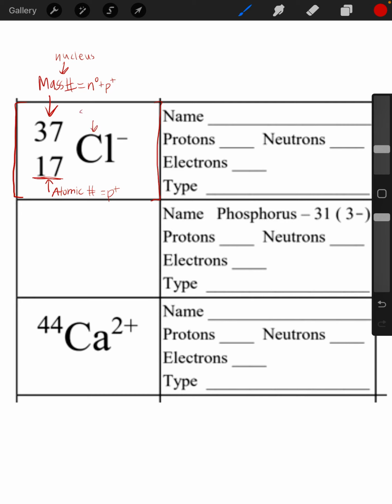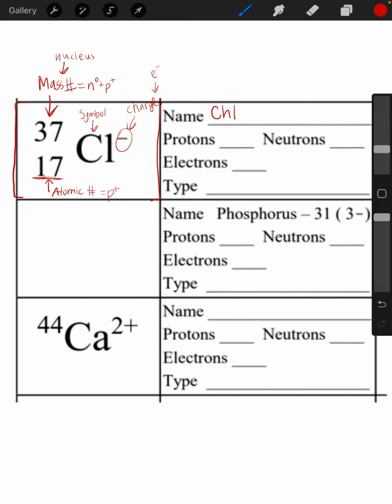Right here is going to be our symbol. We know that that guy is chlorine. And then this right here is charge. This gives us a little bit of information about our electrons. So now we can go over here to the problem. First thing we need to do is write our name. When they ask for the name, they're really asking for the hyphen notation. So we know we're going to start with the actual name of the literal element. Cl is going to be chlorine.